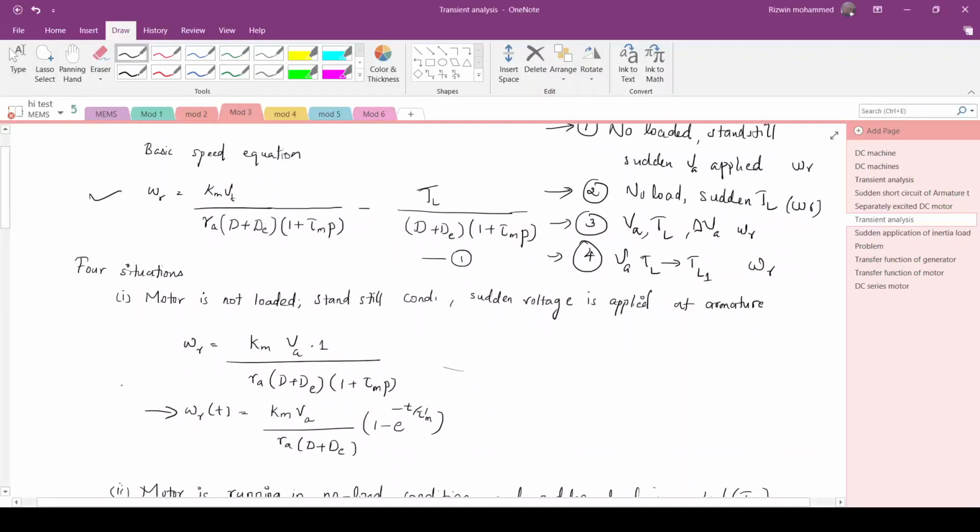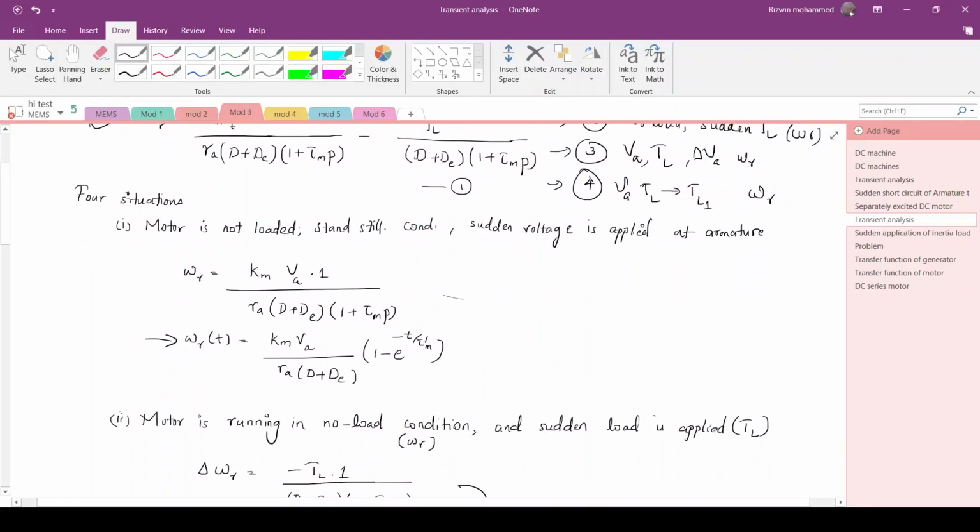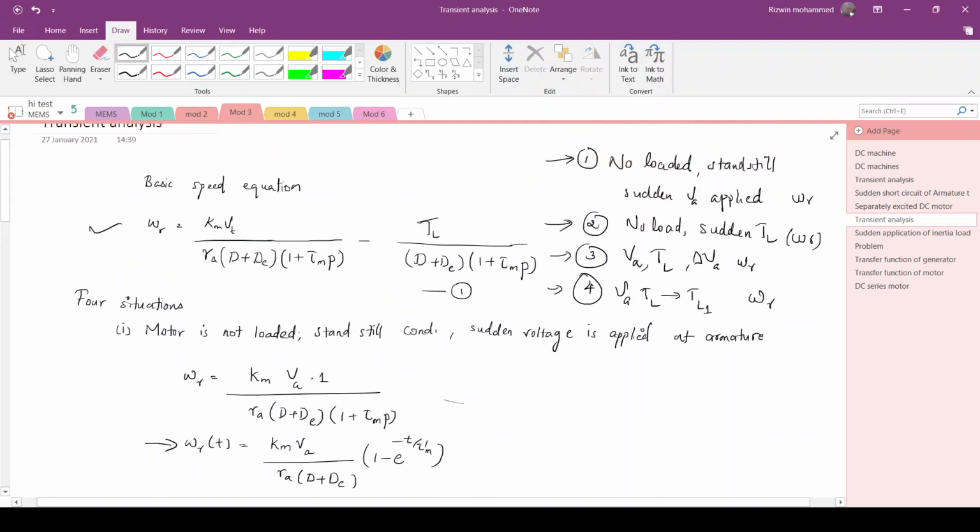So the first situation is when the motor is in no load condition, that is, in standstill condition, with no voltage applied. So suddenly when an armature voltage is applied, how will the speed behave? Since there is no load, from equation number 1, the second term will be cancelled out because there is no effect of load torque. Only the effect of applying an armature voltage will be there because it's a step voltage, which you will denote as Vt dot 1.